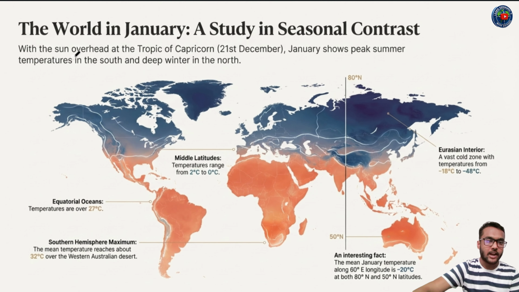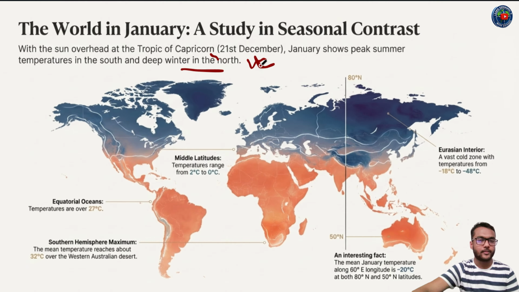Now, with the sun overhead at the Tropic of Capricorn on 21st December, January shows peak summer temperature in the south and deep winter in the north. This is due to the latitudinal distribution and difference between the latitudes, and the temperature varies between the north and south pole. In the middle latitudes, temperature ranges from 2 degrees Celsius to 0 degrees Celsius. In the Eurasian interior, a vast cold zone with temperature from minus 18 degrees Celsius to minus 48 degrees Celsius.